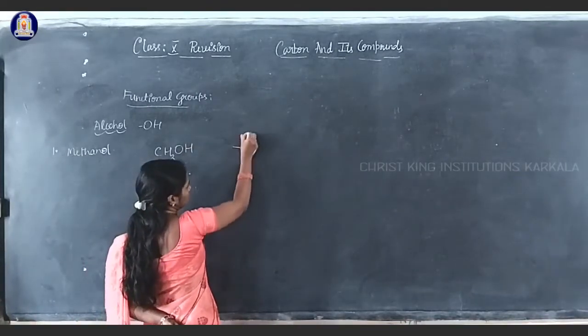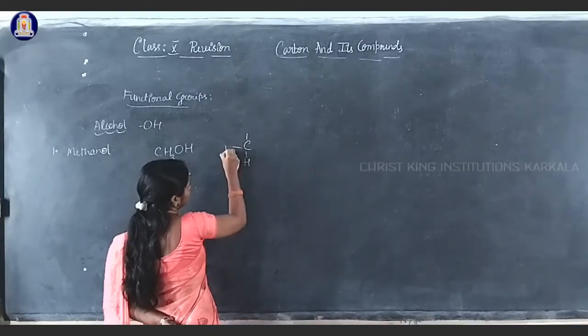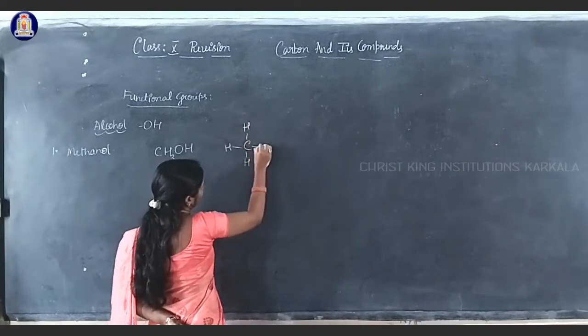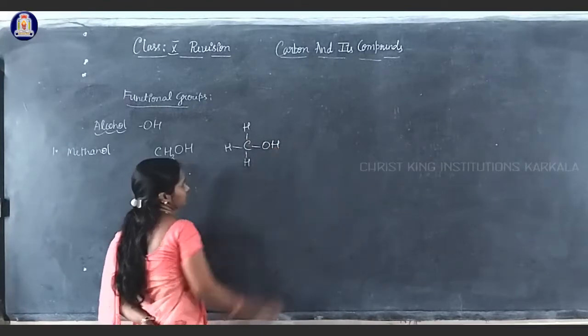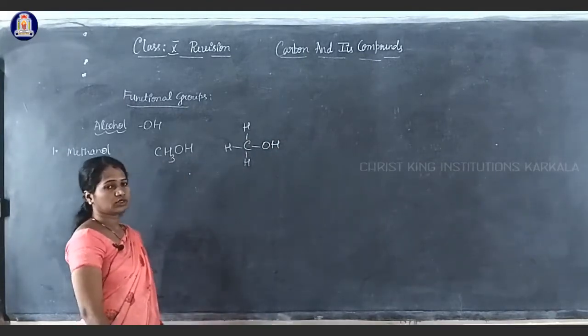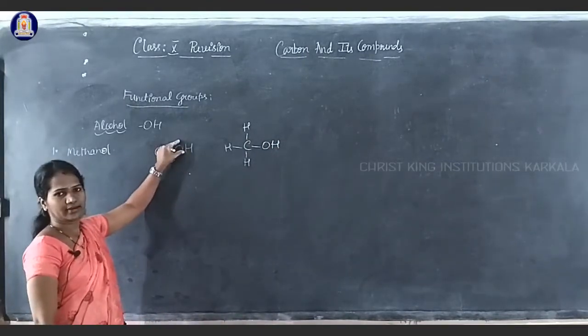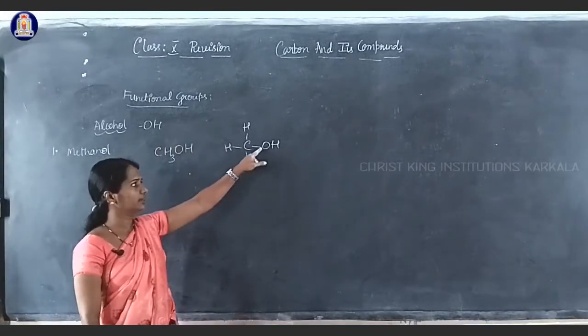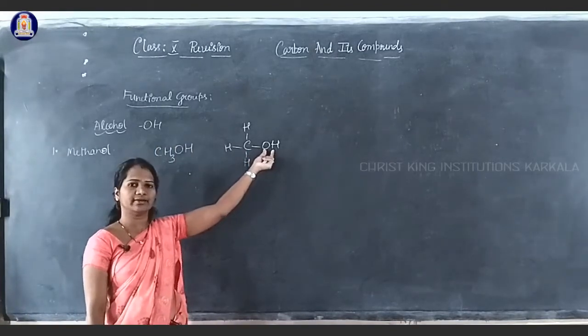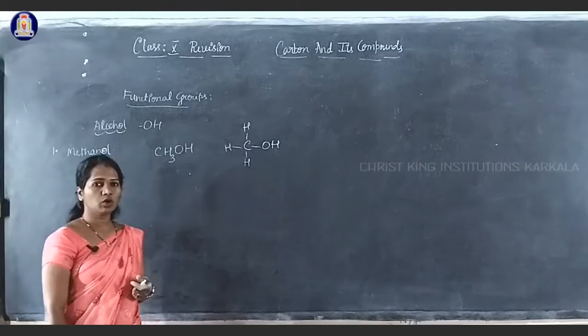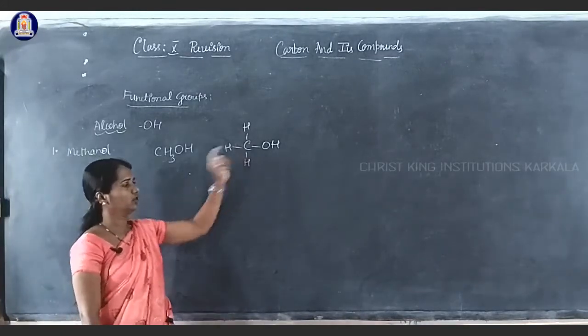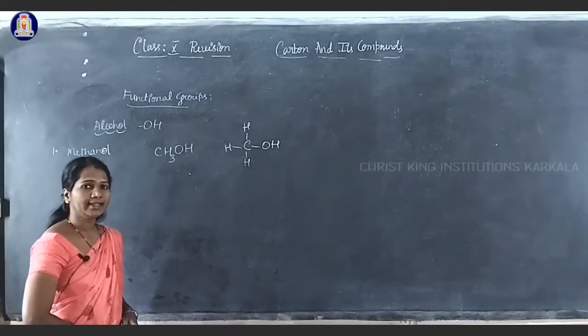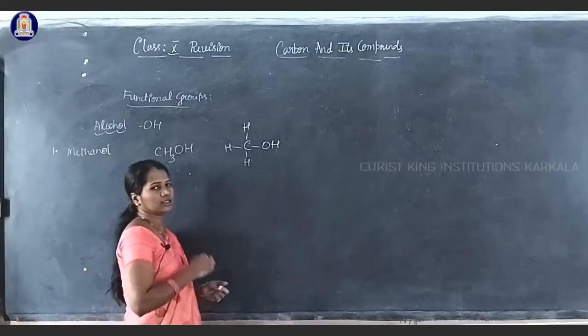Structure: C, 3 hydrogen, and in 1 hydrogen's place what is added? OH is added. Hydrogen is removed and in that place OH is added. OH is the alcoholic group, CH3OH. Now we will write the electron dot structure of this methanol.